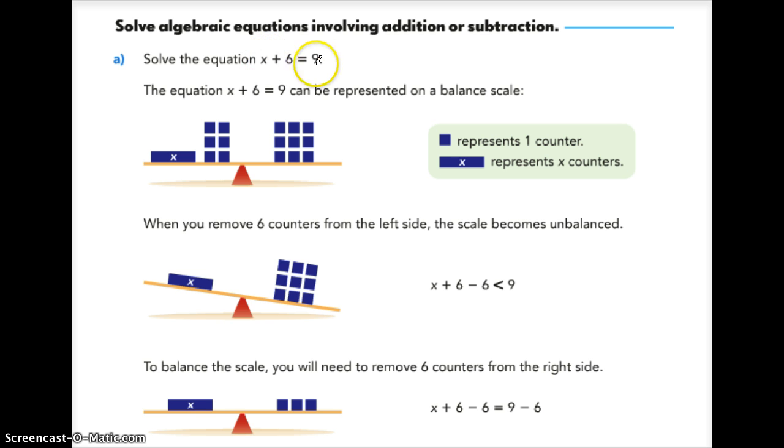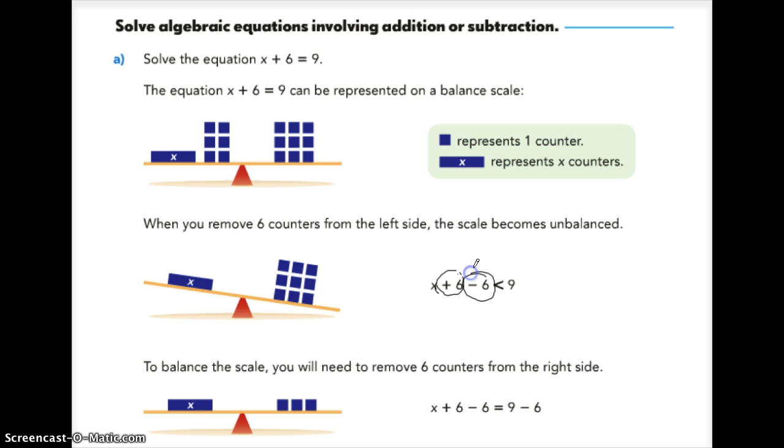If we're adding or subtracting, we know that these are inverses of each other. So they are the opposite. If we're solving the equation x plus 6 equals 9, here's our balance scale, right? When you remove 6 counters from the left, we are going to use the opposite of plus 6.